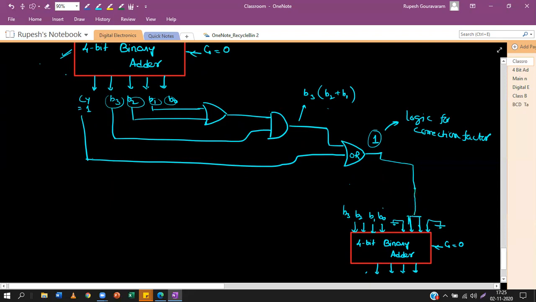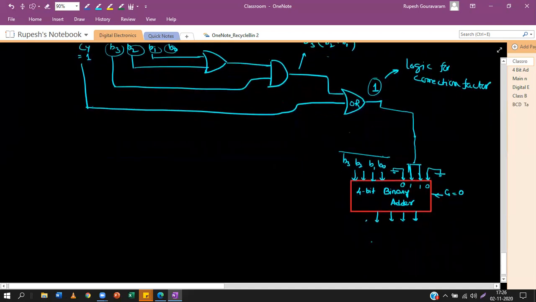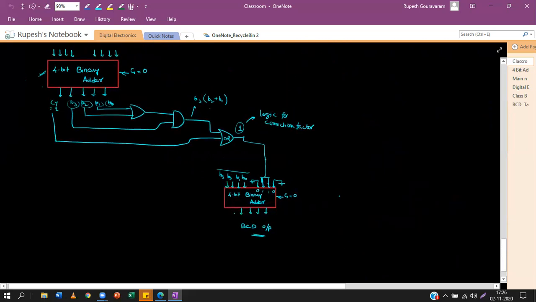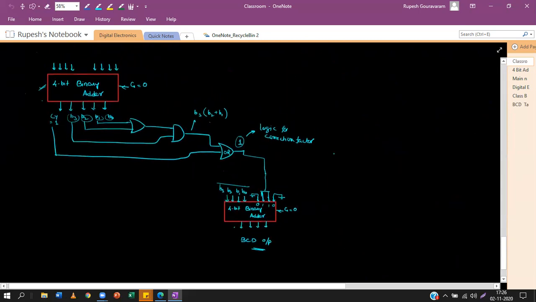So this is applied here. This is the logic for the correction factor. When it is 1, then automatically 0 1 1 0 is added to this result. If it is 0, then 0 0 0 0 is added to this result. In either case, we will get a correct BCD output here. Okay, so this is how we design the circuit. This is the end of this question.